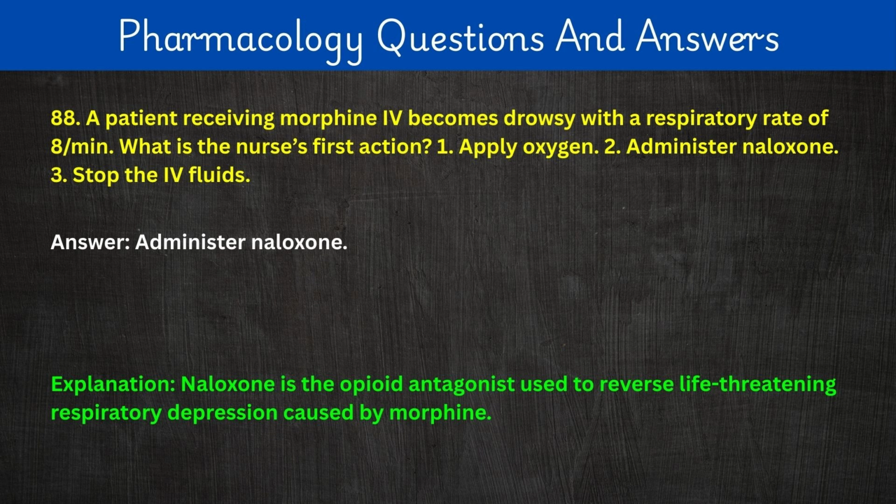88. A patient receiving morphine IV becomes drowsy with a respiratory rate of 8 per minute. What is the nurse's first action? 1. Apply oxygen. 2. Administer naloxone. 3. Stop the IV fluids. Answer. Administer naloxone. Explanation. Naloxone is the opioid antagonist used to reverse life-threatening respiratory depression caused by morphine.